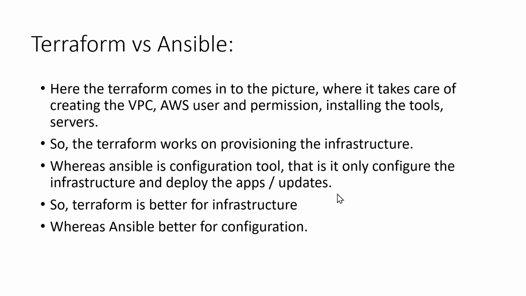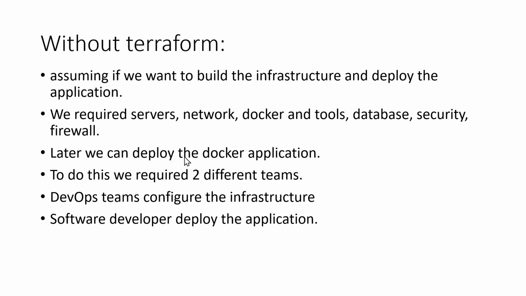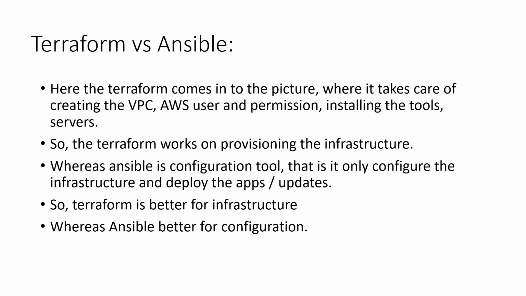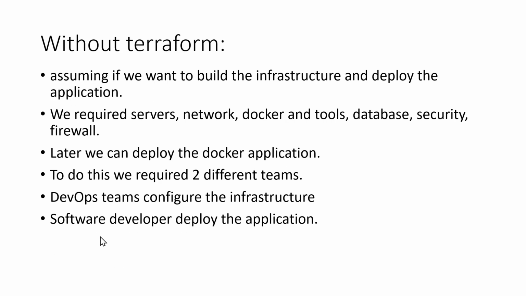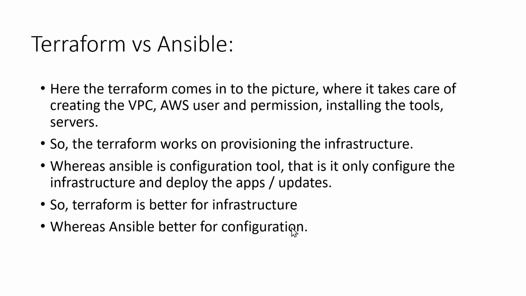So for example, Terraform will take care of all the infrastructure-related code. That is, it takes care of creating the required suitable server, network, and the database security. Everything will be taken care of by Terraform. And Ansible is for the software developer team, or the deployment.